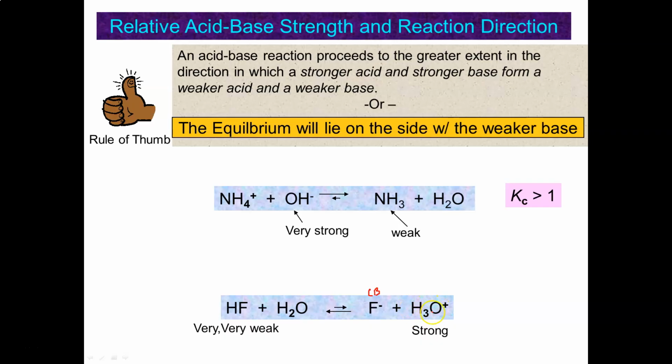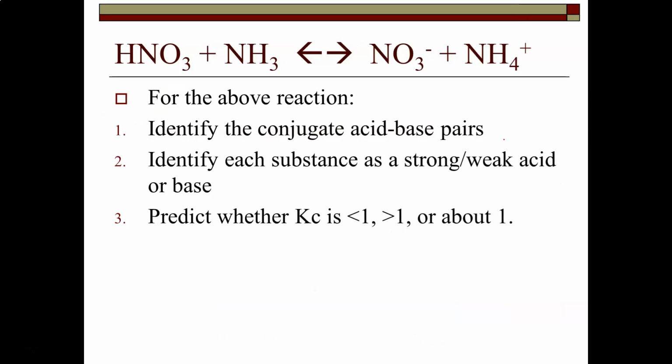But look, you have a really strong acid over here. So this H2O is a very, very weak base, weaker than the regular conjugate base F minus. So equilibrium lies to the left. Find your weaker base, that's where equilibrium is going to lie. So Kc is less than 1. For this next reaction, you could identify the conjugate acid-base pairs, identify each as strong or weak, and then predict whether Kc is less than or greater than 1 or about 1. I'll give you a second to do that. Pause the video if you want to.